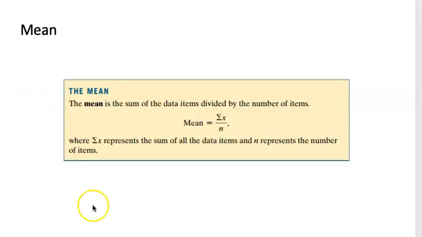You probably call that the average. So your standard notion of an average is add up everything you have and divide by the total number of items you have. So the mean is the arithmetic average.